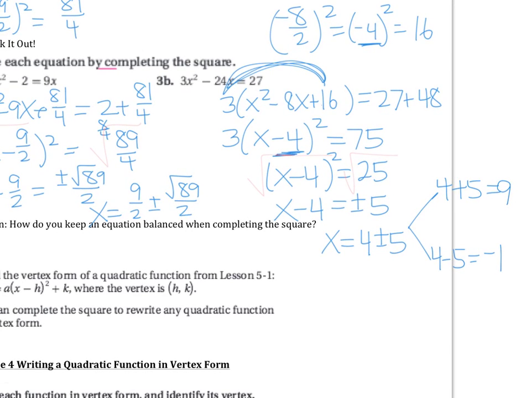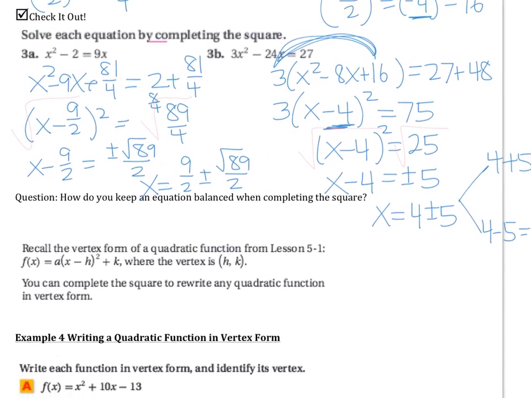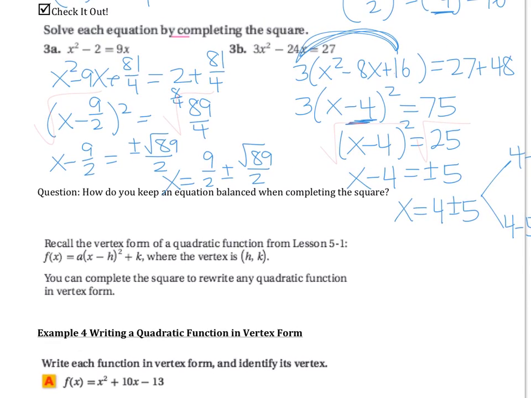Okay. It's a lot going on there. The only thing you really can do is just keep practicing and ask me questions. How do you keep an equation balanced when completing the square? You add that b divided by 2 squared to both sides.